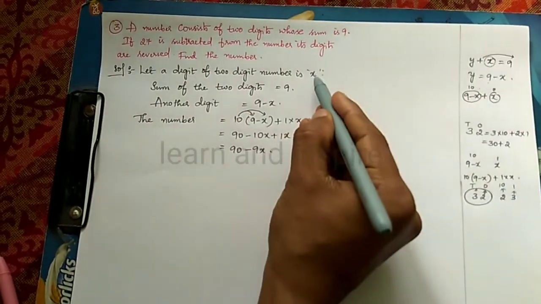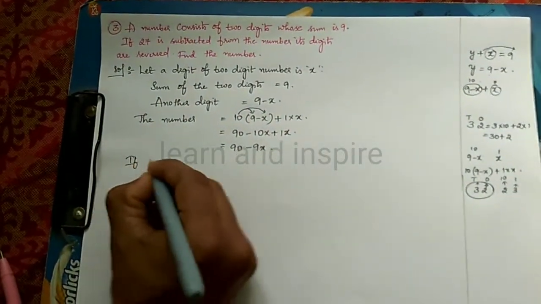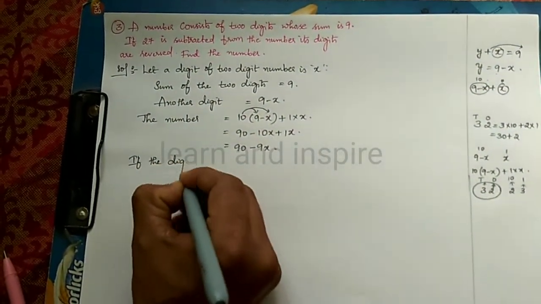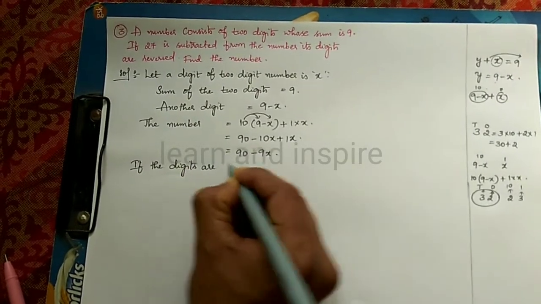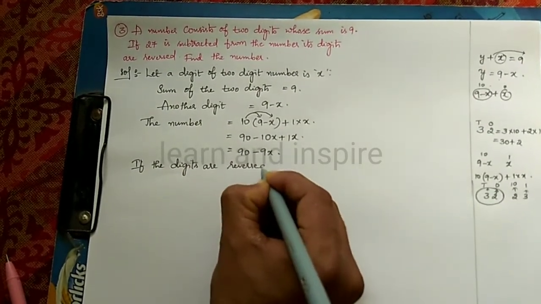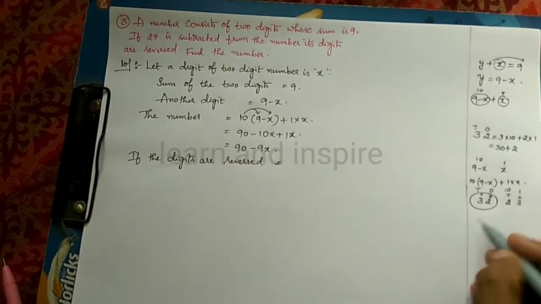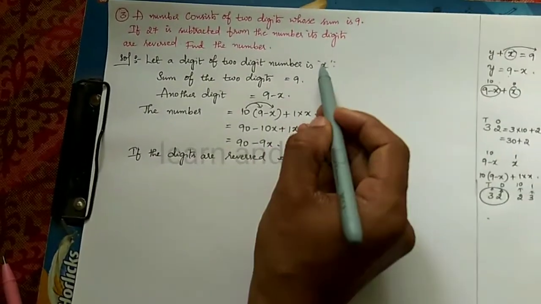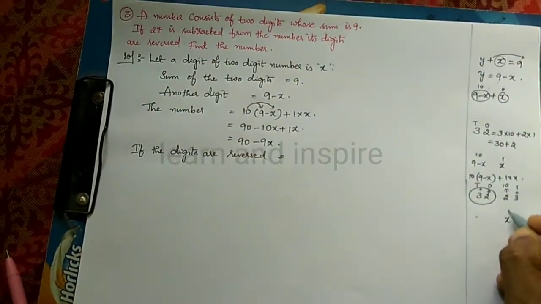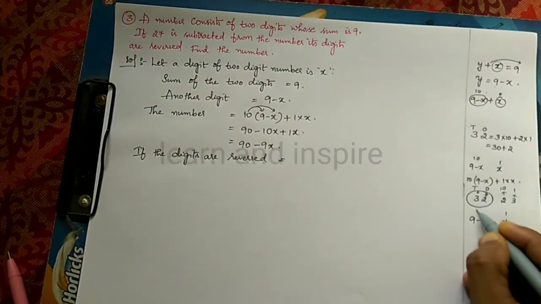So in the same way, if the digits are reversed, now we can see x is in ones place. So in the first statement, x is in ones place and 9 minus x is in tens place.